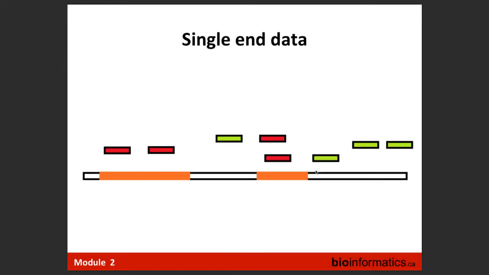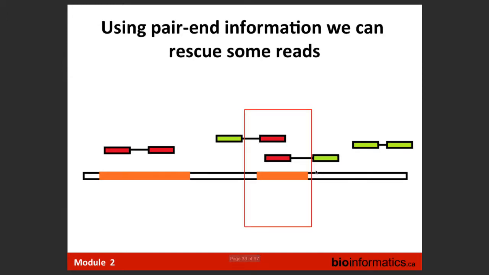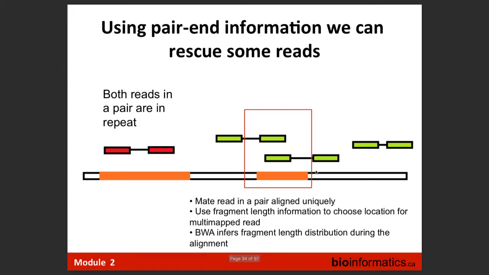Now, this is just what I said: 2 red reads coming from here, 2 other red reads coming from another repeat, and this is the single-end situation. So in single-end, we have to drop all these red reads. No way we can rescue those. Now, this is a paired-end situation. And look what happened. The green read aligned uniquely outside of the repeat, another green read too, and those 2 red reads are uniquely aligned now. So that's how we leverage paired-end information.